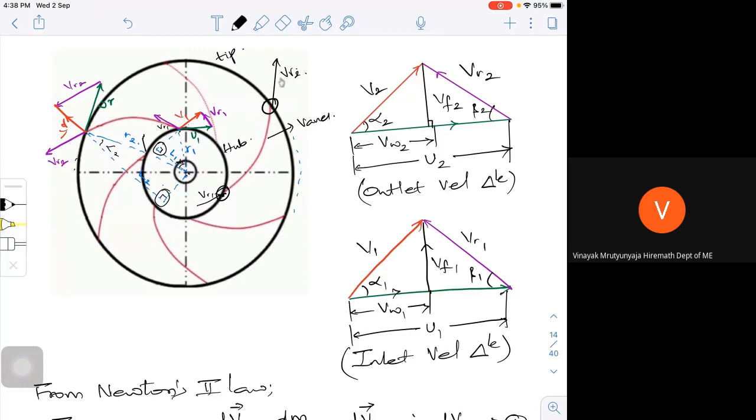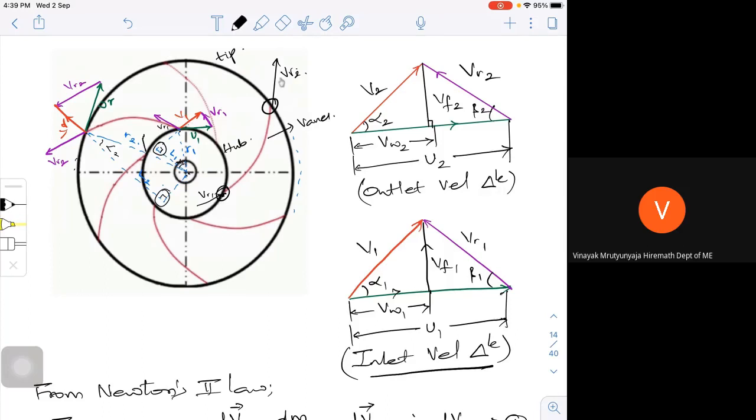Now if I consider the inlet velocity triangle, I have my U1, my V1 and my VR1. It looks like V1 is bigger, but I have zoomed it. Don't worry about it. If you draw to scale, it will be a triangle only. I've drawn it like this just for the explanation. Now I'm trying to resolve the components of velocity V1.